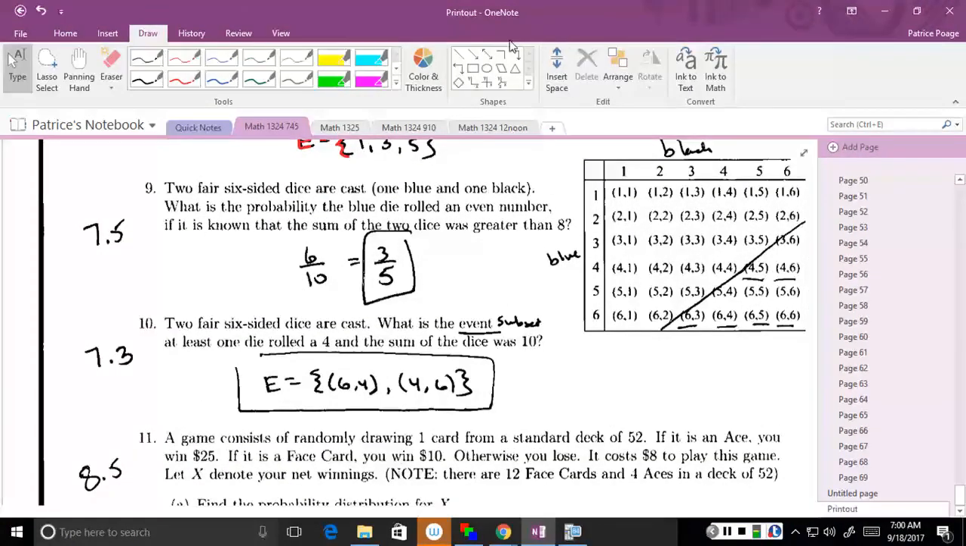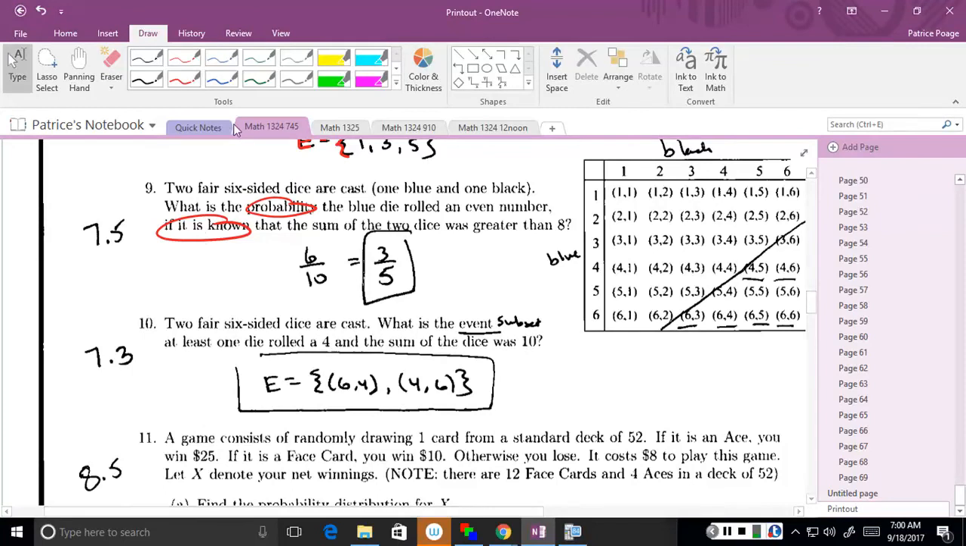2 fair 6-sided dice are cast. You won't have a dice chart right beside it, but you could go to the front page of your test and find one. It says one is blue, one is black, so I labeled one blue, one black. What is the probability, so I'm looking for a single number between 0 and 1 inclusive, that the blue die rolled an even number if it is known?